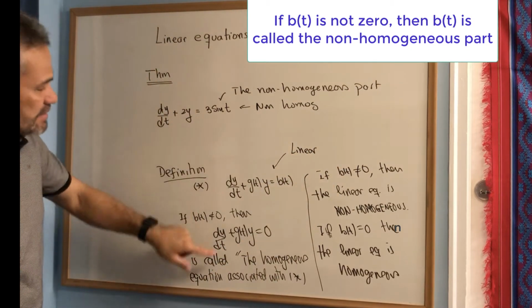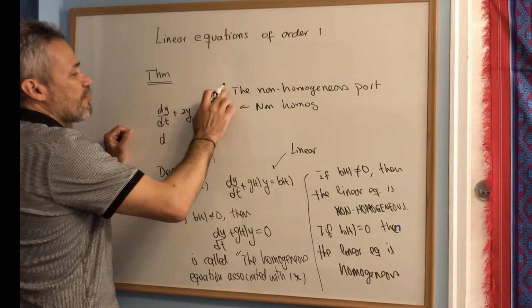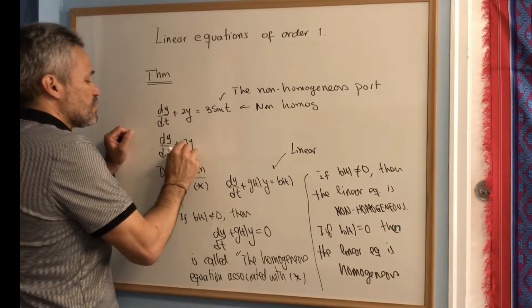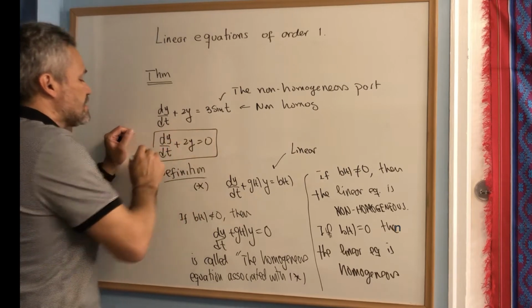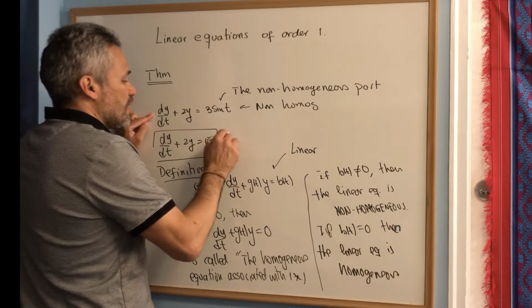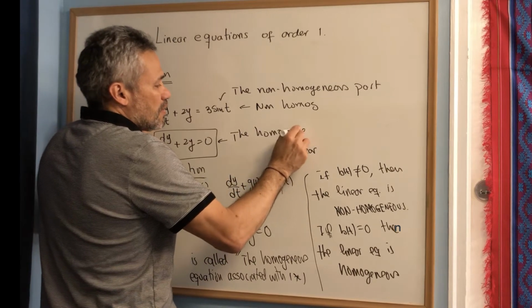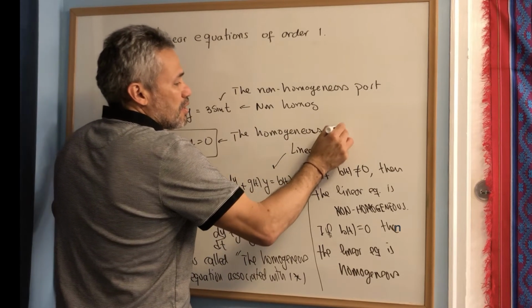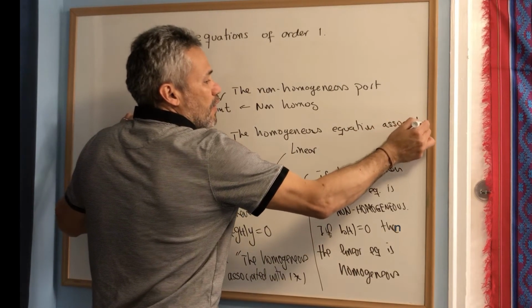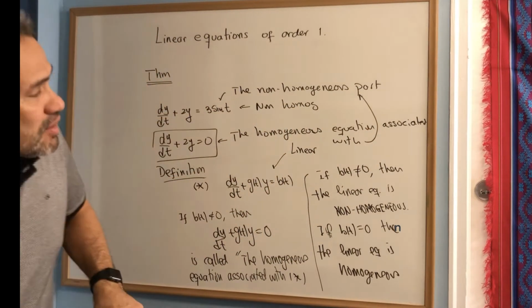And then the terminology says that if you have a non-homogeneous equation and you replace the non-homogeneous part with 0, what do I get? I get dy/dt plus 2y equals 0. How is this differential equation called in relation with this one? This is called the homogeneous equation associated with this non-homogeneous equation.